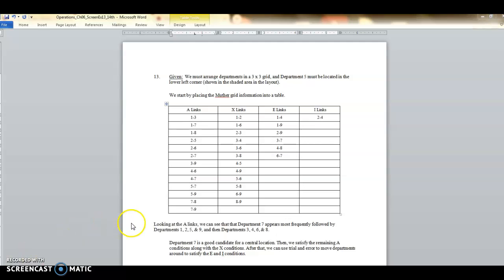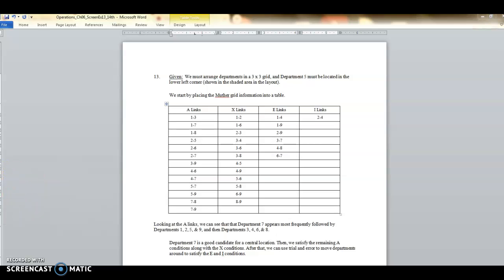That is basically going to help me, because I might have multiple grids that would satisfy the requirements, but having department 5 in the lower left hand corner will limit the number of possibilities. So what I'm going to do is start with looking at each department, and I'm going to do the A's.